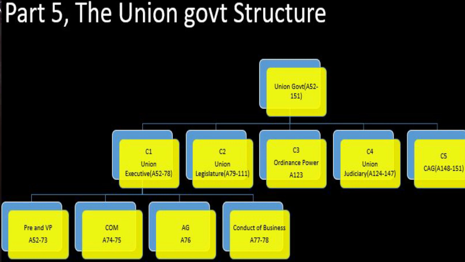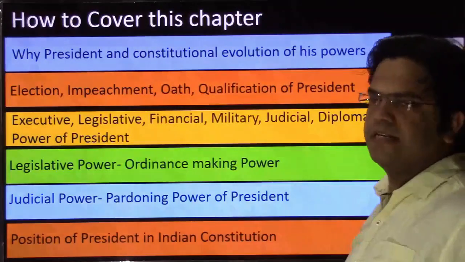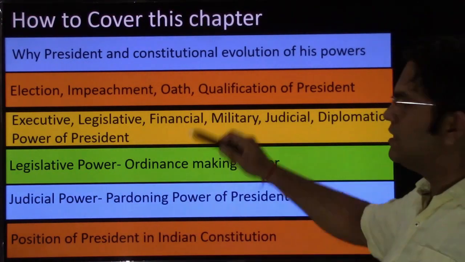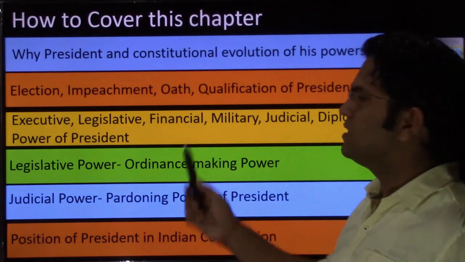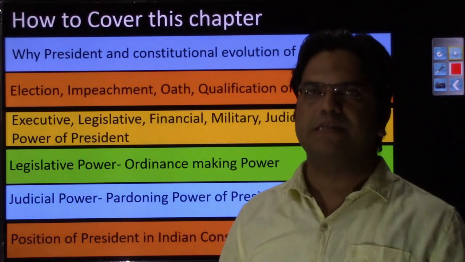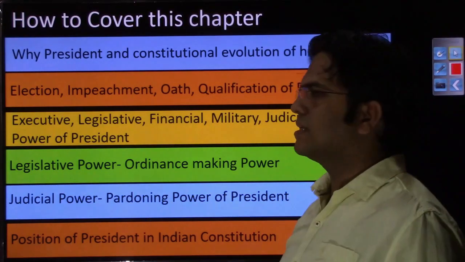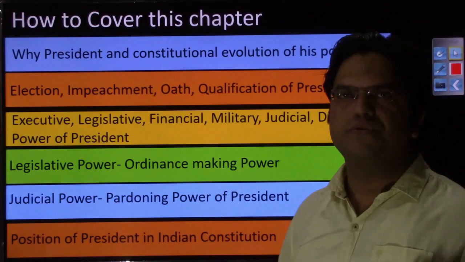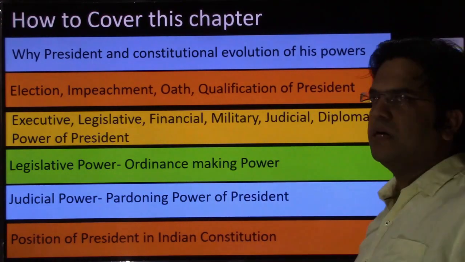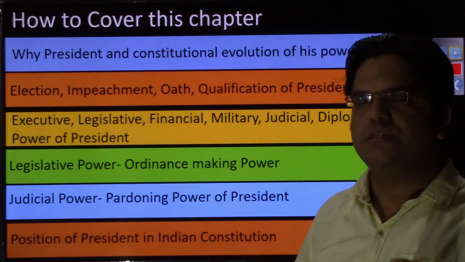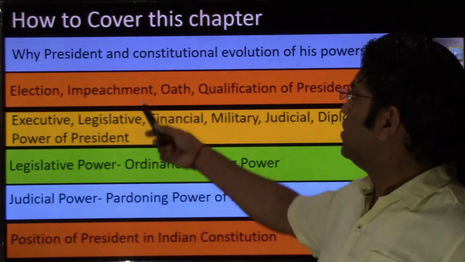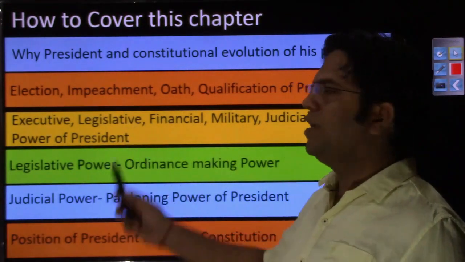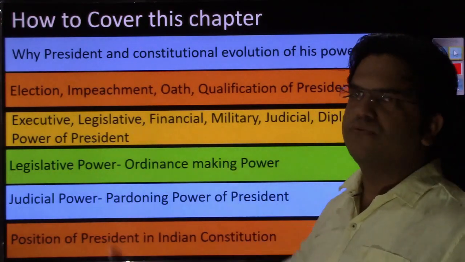Enough of the introduction, let us enter into the slides and see how we have planned to cover this chapter. These are the verticals that we have divided this chapter into. In the first vertical we will ask why the position of President is necessary in the Indian parliamentary system. Thereafter we will see the constitutional evolution of the Indian President's power. There we will discuss what changes the 42nd Amendment made to the President's power, and what moderation the 44th Amendment made.